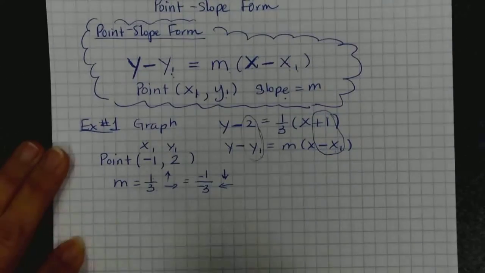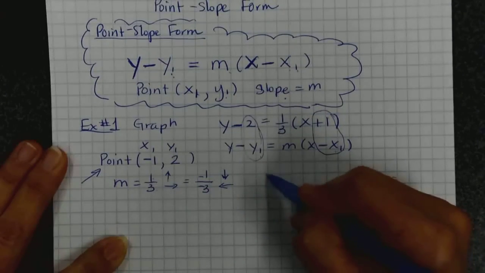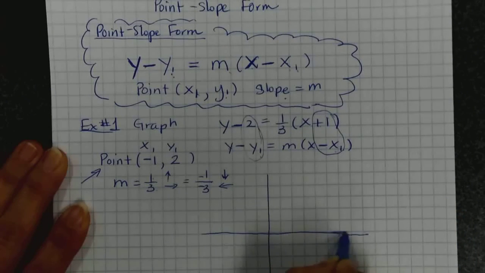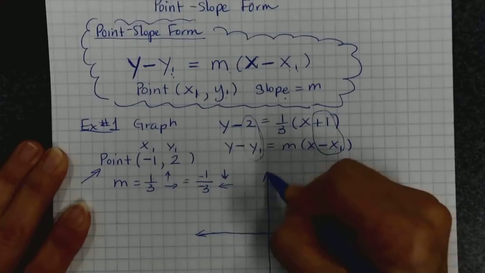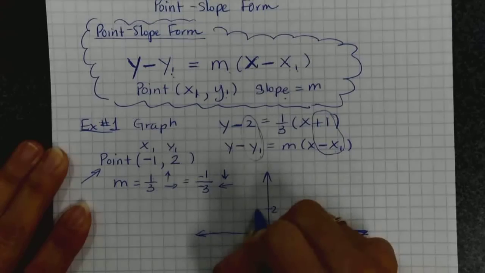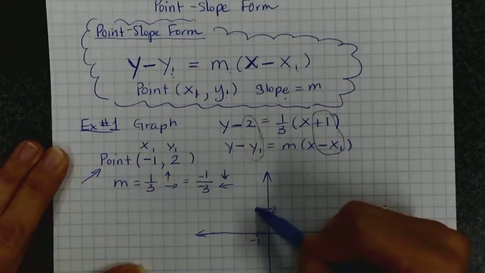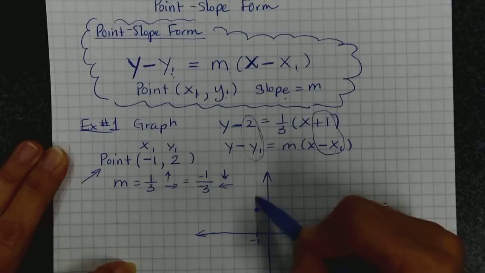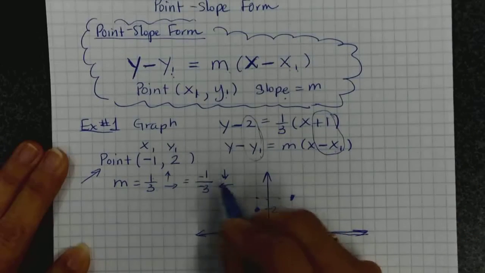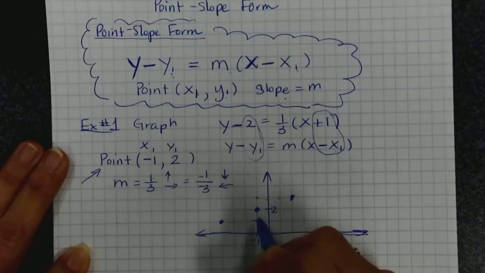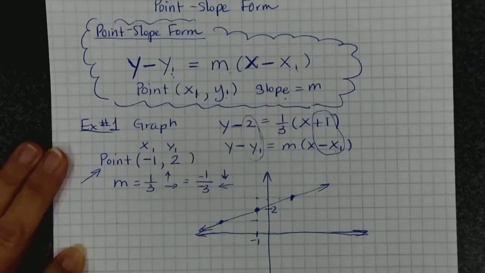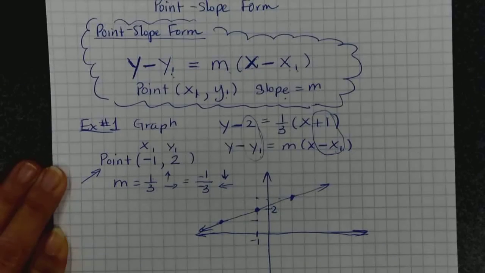So to graph this, we start at this point. I'm going to draw my x and y axis. And we're going to locate the point negative 1, 2. So here's negative 1, here's 2. So here's that point. From the given point, we're going to use our slope, up 1 over 1, 2, 3. Or go back to the point and we'll go down 1 over 1, 2, 3. Then together, it makes a line of that equation. And that's how you use point slope form.